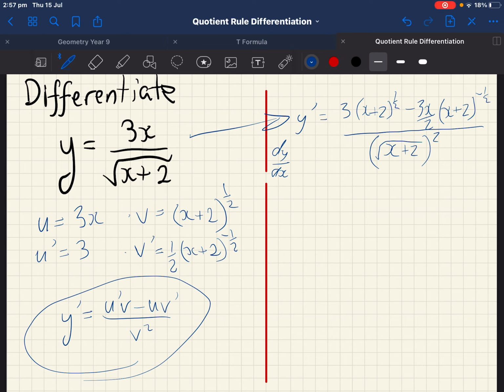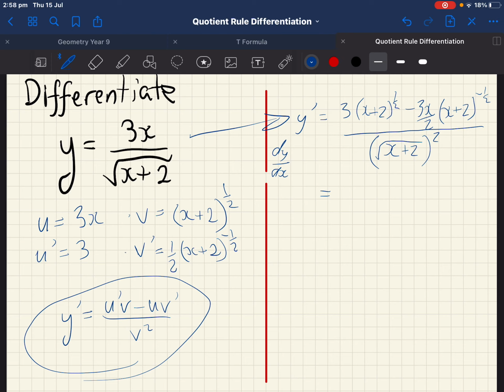All right, so we've plugged everything into the formula. Technically, this is the differentiated expression. There's a fair bit of simplifying that can be done, and I'll definitely recommend it because this is looking pretty messy as is. So let's go ahead and see how we can simplify it.